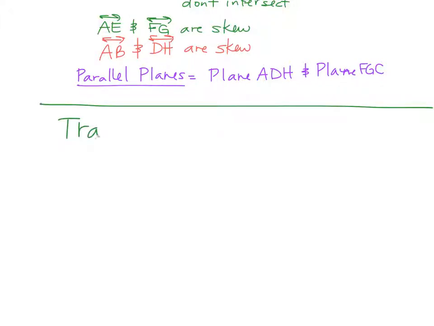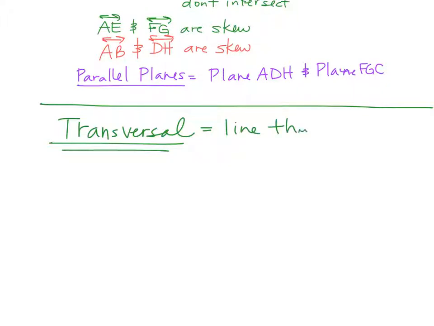Something called a transversal. I think a lot of times people get this confused with transitive property. Just the word itself gets confused. So transversal, remember transversal is what we're talking about in this chapter. A transversal is just a line that intersects 2 or more coplanar lines.